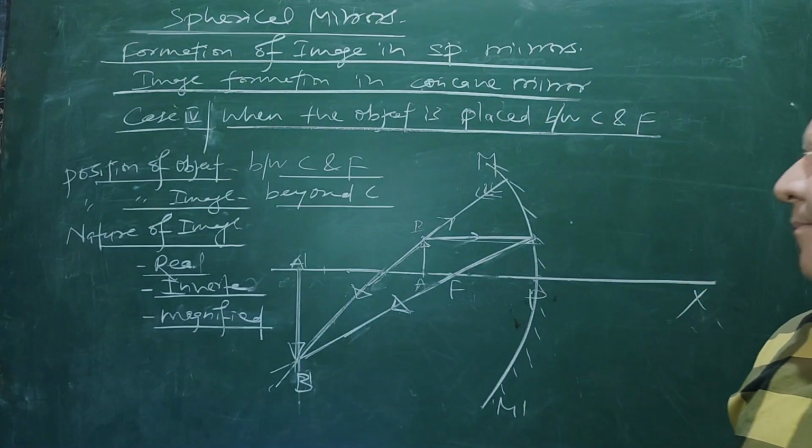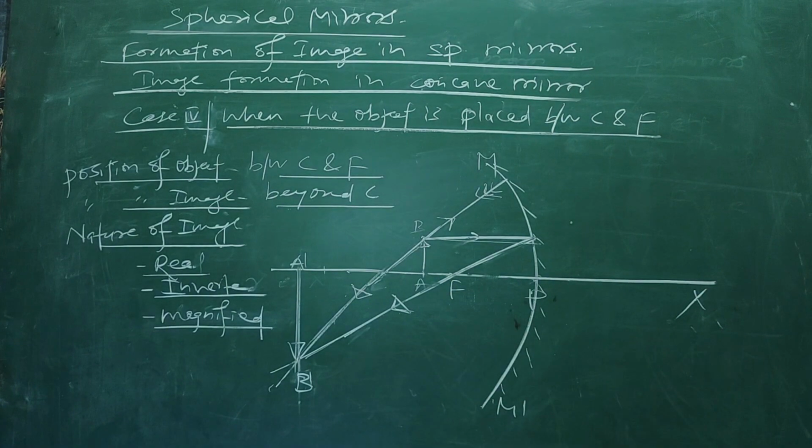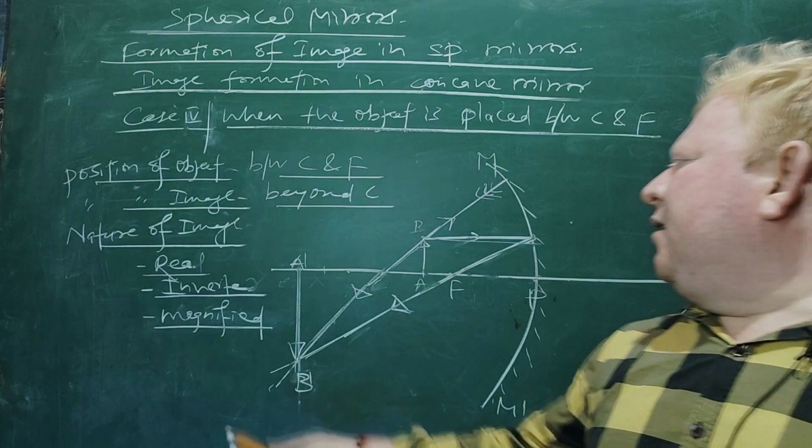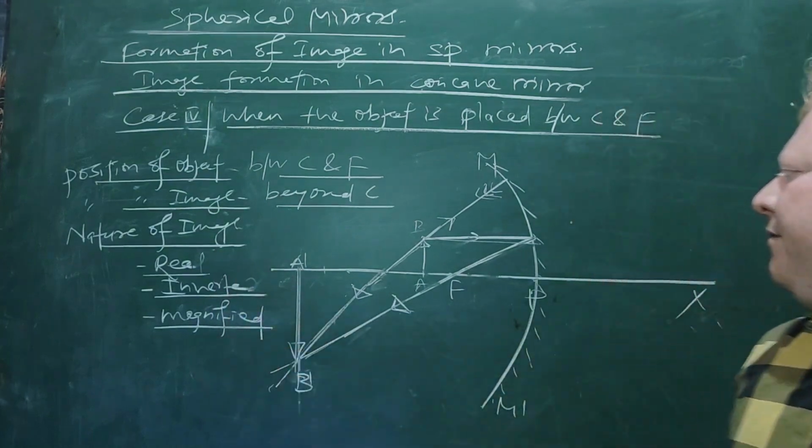I hope you understand, right? Where was the position of object? Between C and F. What was the position of image? Beyond C. You can see, beyond C. And what is the nature? Real, inverted and magnified.